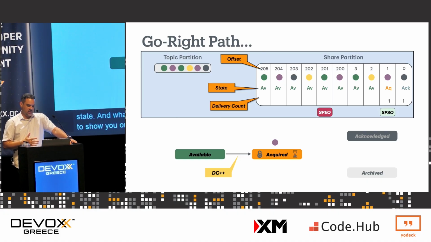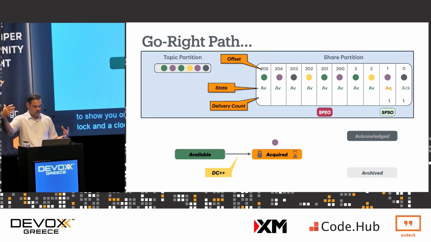When we move to the acquired state, this starts what I call a lock and a clock. So moving this event from available to acquired means other members of my consumer group can't grab it. That's the lock. But it also starts a timer to say you've got 30 seconds by default to process this event or to acknowledge this event. Tell the broker what to do with it. Otherwise, the broker is going to take some automatic action on it. Say you polled for this event and then your JVM went down. Well, the broker needs to take some action. So you've got a finite amount of time to tell the broker what to do with the event.